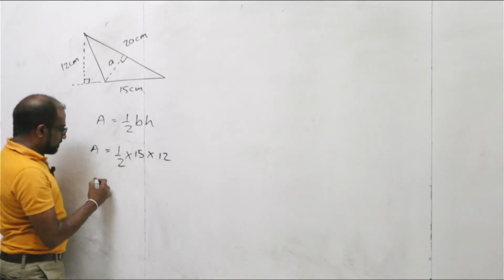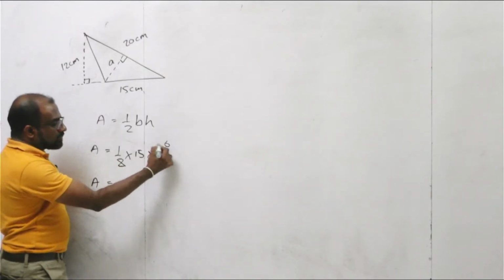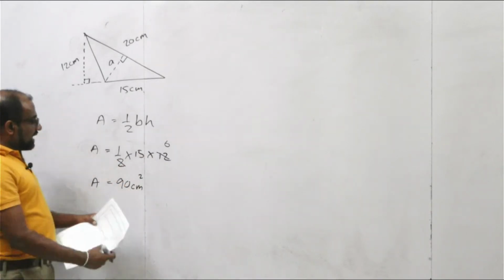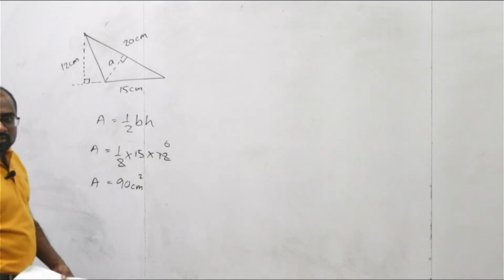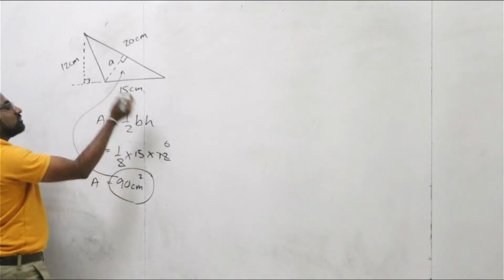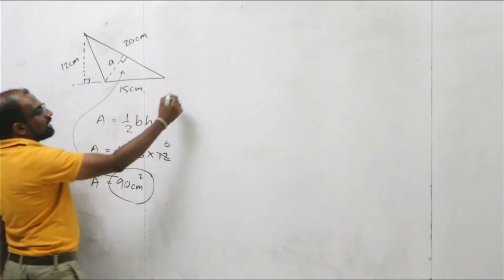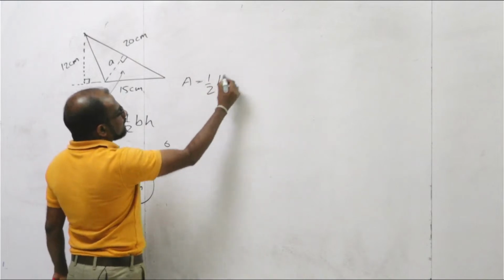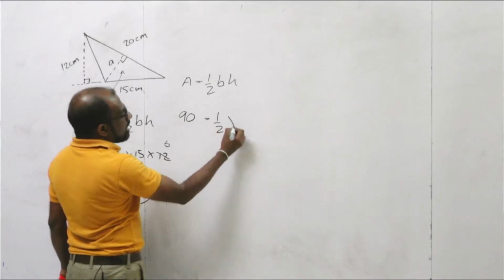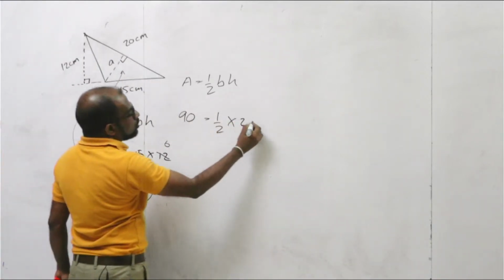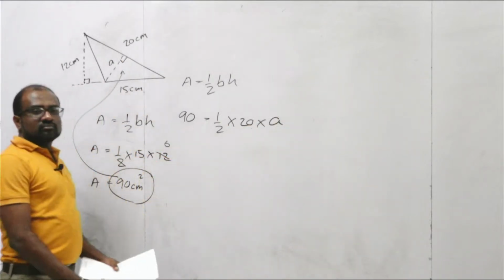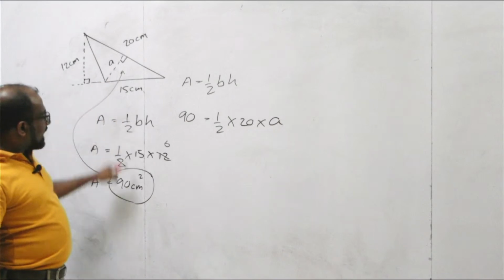Half into base into height. Then what? 2 times 1, 2 times 6, 6 times 15, 90 square centimeters. The area of this triangle is 90 square centimeters, right? දැන් මොකද කරන්නේ? This area you apply to again the formula. Area equals half into base into height. ආපහු මේකටම apply කරනවා. Area 90 square centimeters, half into base 20. Perpendicular height you take as A. Clear? Area is already calculated.